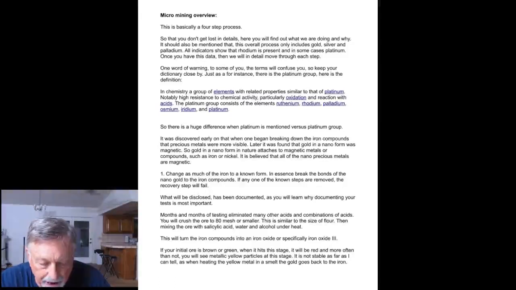You will crush the ore to 80 mesh or smaller. This is similar to the size of flour. Then mixing the ore with salicylic acid, water, and alcohol under heat. This will turn the iron compounds into an iron oxide, or specifically iron oxide 3. If your initial ore is brown or green, when it hits this stage, it will be red, and more often than not, you will see metallic yellow particles at this stage. It is not stable as far as I can tell, as when heating the yellow metal in a smelt, the gold goes back to the iron.